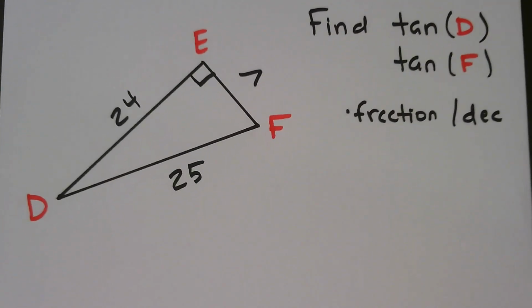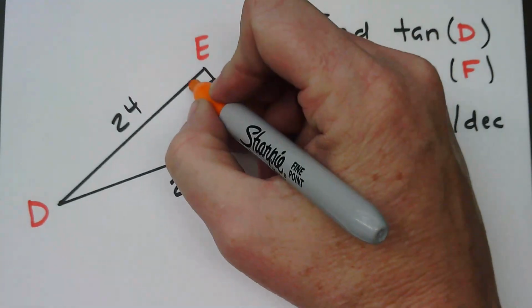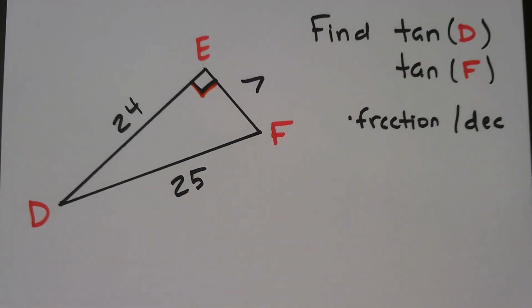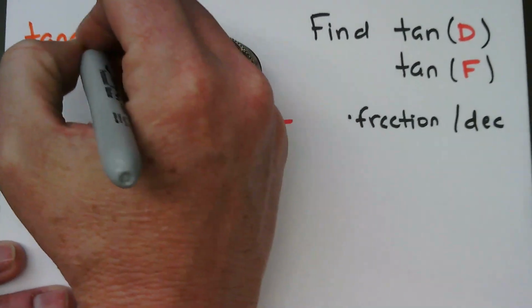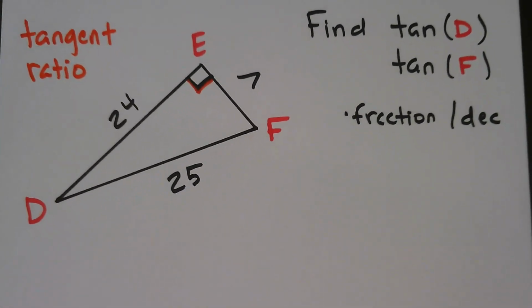Okay, we're looking at this right triangle. And it's important to note that this is a right triangle because we're going to be looking at the tangent ratio. And the tangent, you can only do that if you have a right triangle.